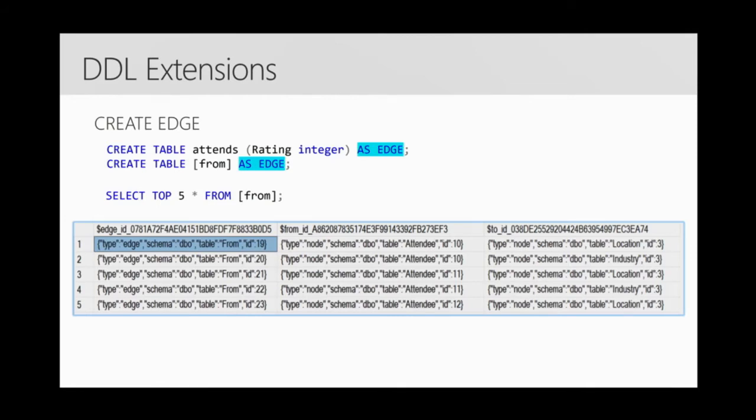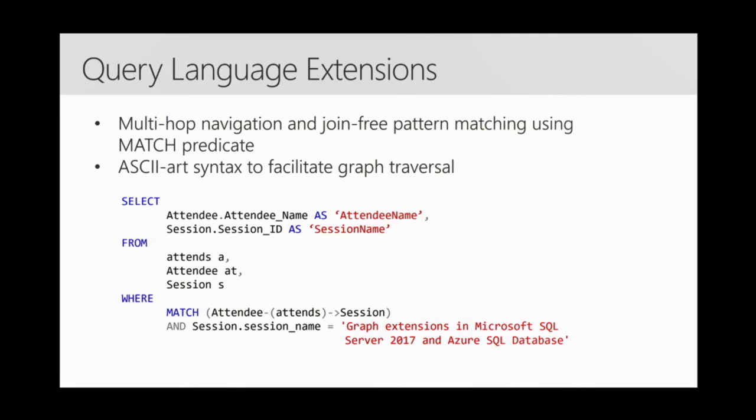Query language extensions. So how do you leverage this? How do you leverage all this richness I've been talking to you about? You have multi-hop navigation and join-free pattern matching using match predicate. Okay, that's a mouthful. Let's unpack that. There's a syntax that is called ASCII art. So you'll see right here is the key. So you have select attendee name as attendee name, session.session ID as session from attendee, attends, so this is the edge, attendee, it's a node, and session, it's another node. Where match, so the attendee attends a session, all right?